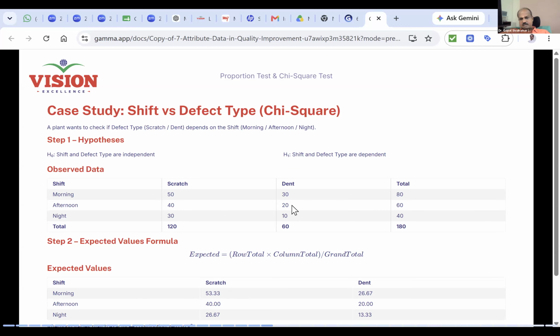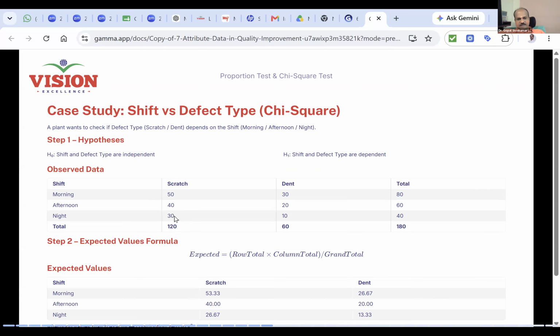What is the expected value for this 20? It is written as 20 only. Total is 60, 60 into 60 divided by 180. Okay, now please do it. Even without a calculator, using pen and paper, you can do it. 60 into 60 divided by 180. How much? 3600 by 180. 20. This is 20. Correct. You are getting 20. You see?